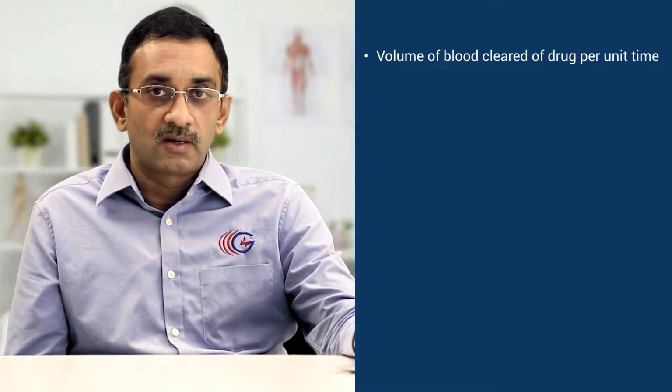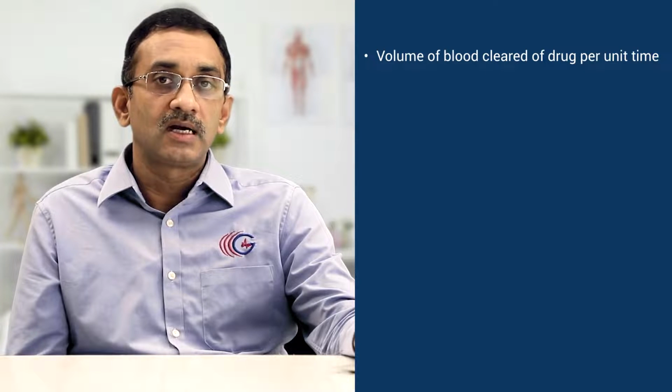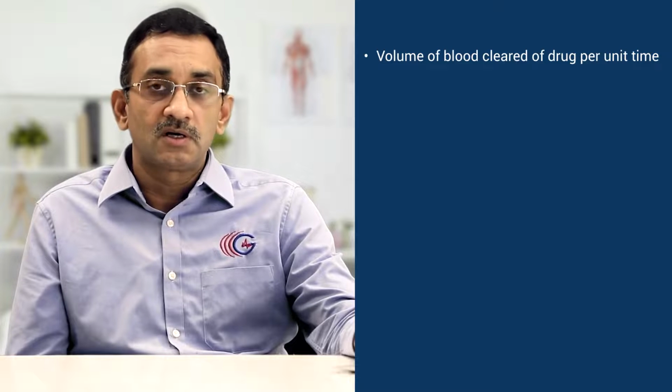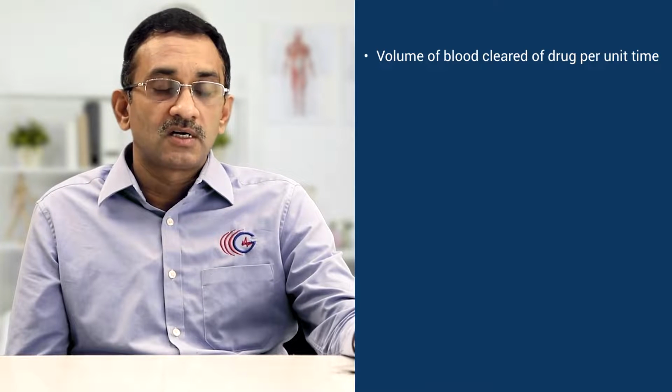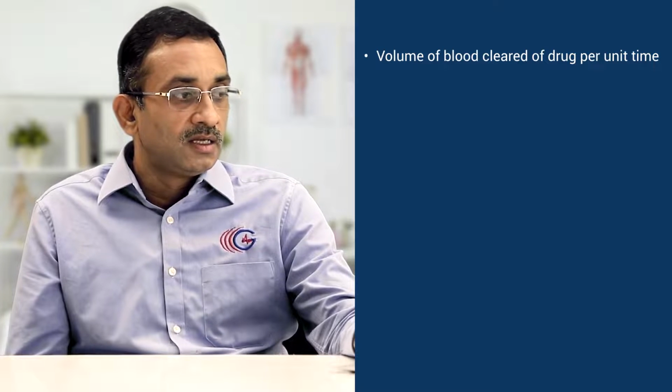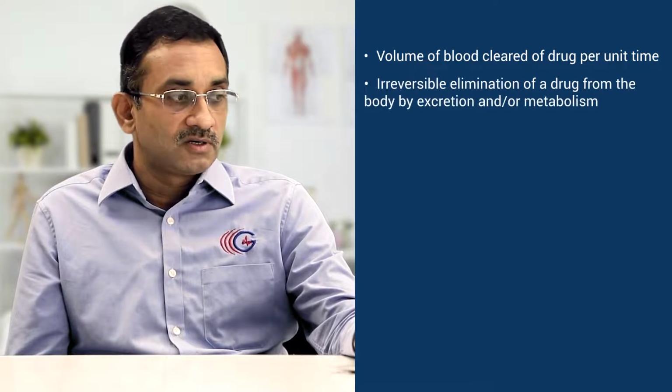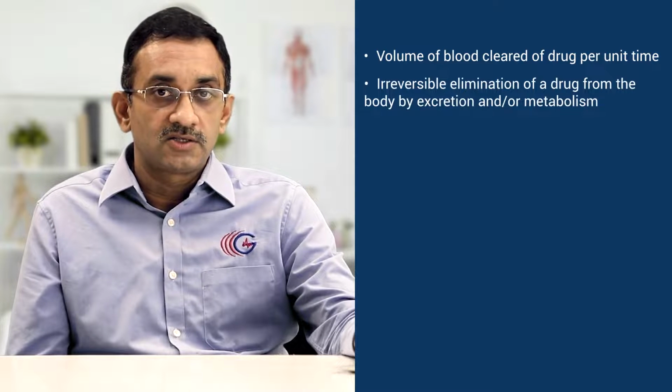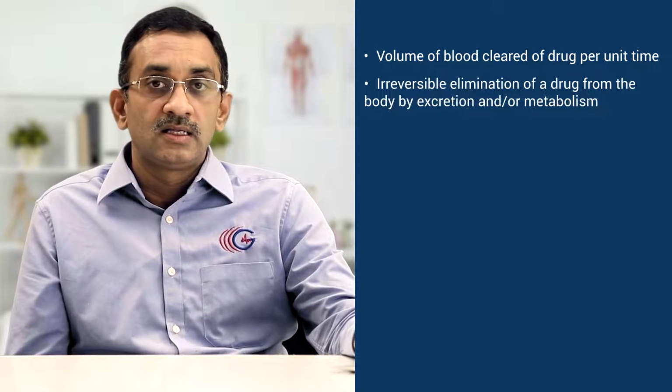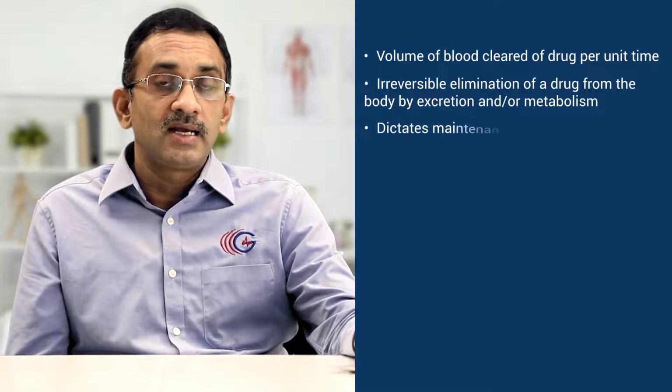What exactly do I mean by clearance of the drug? It is the volume of blood cleared of the drug per unit time. Drug can be cleared by renal excretion, it can be cleared by hepatic metabolism. Whatever it is, the amount of drug cleared per unit time is what we would call clearance. It is the irreversible elimination of the drug by the body, either by excretion or metabolism. This would obviously dictate the maintenance dose.